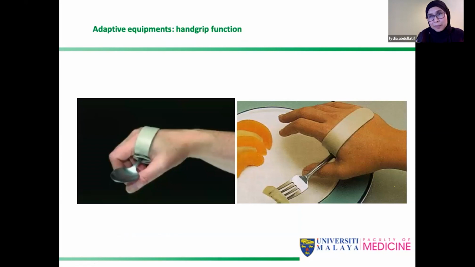So you can prescribe this cuff. It's called a universal cuff. It can help patient to still participate in activities like feeding. All right, feeding, grooming using this universal cuff. It is very easy to make, all right, and it's not expensive at all.